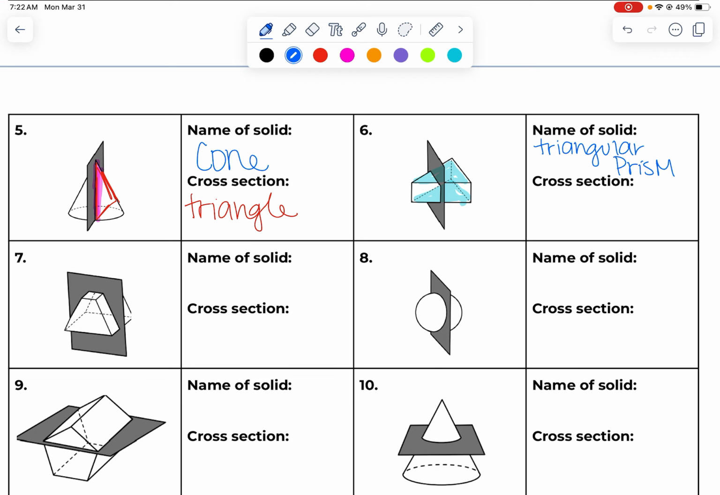Now here, when we're talking about the cross section, it is vertical to the bases. So when we cut this, it's not going to be a triangle. It's going to look like the side over here. So it's going to be a rectangle.